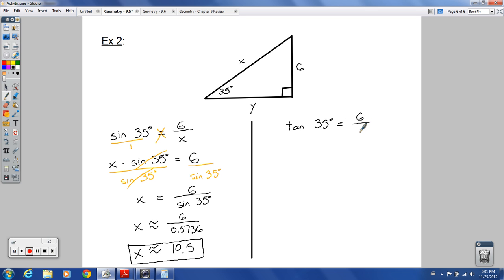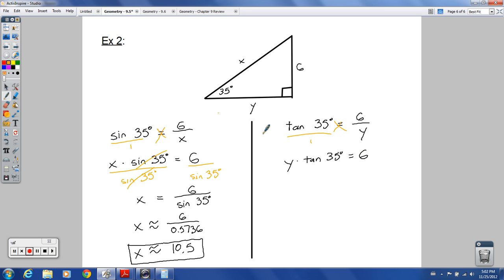It's 6 over y. And so the same sort of thing. You could flip-flop the y and tangent of 35 if you saw that. If you didn't see that, we would write it out like this first, cross multiply, and you get y times tangent of 35 degrees is 6.